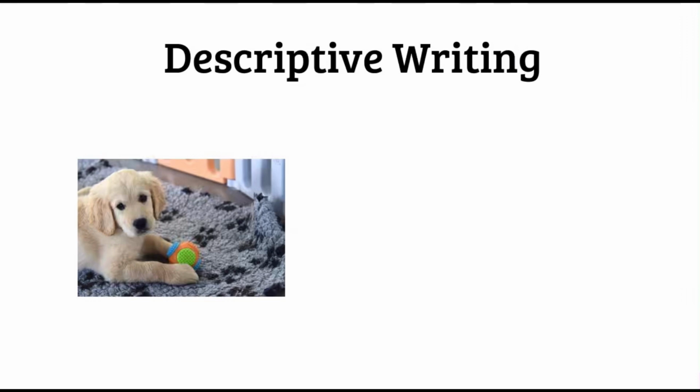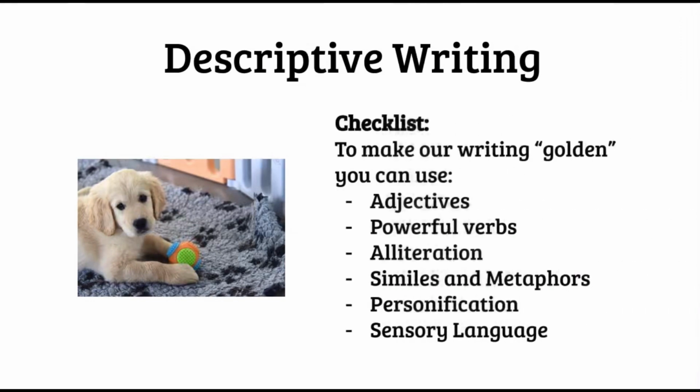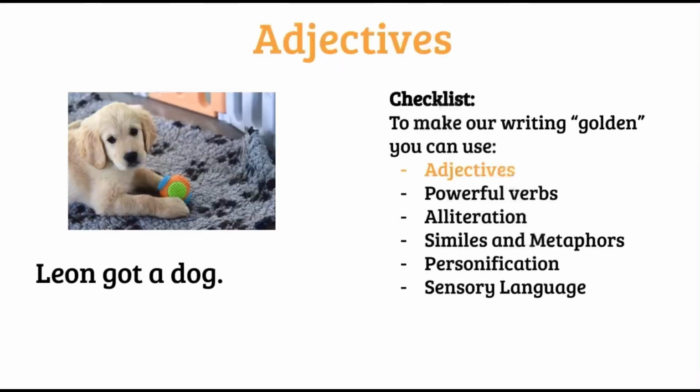But sometimes we just want to add some more language or change the words that we've used to make our writing a little bit more interesting. I call this making our writing golden or sparkly, adding some more info. So we're going to look at using adjectives, powerful verbs, alliteration, similes and metaphors, personification, and sensory language in this lesson. There are other tools that you can use. We're just going to look at some of these to begin with.